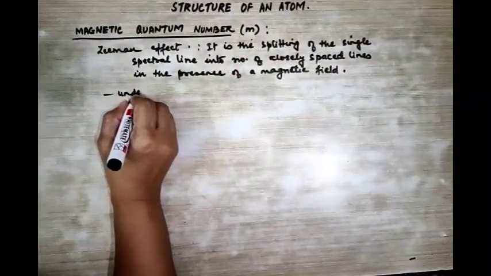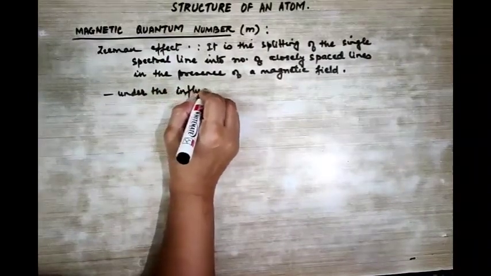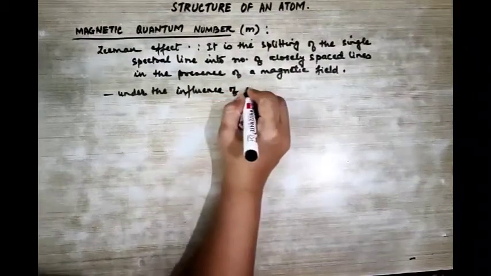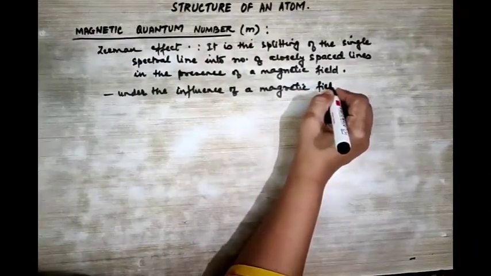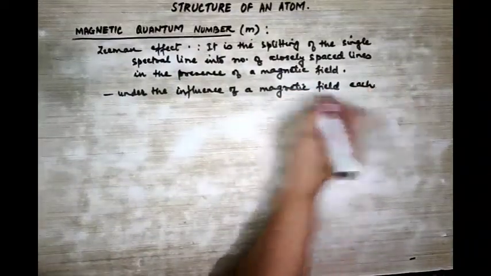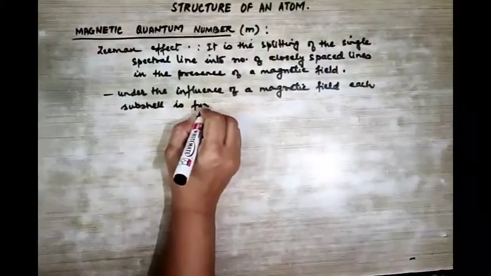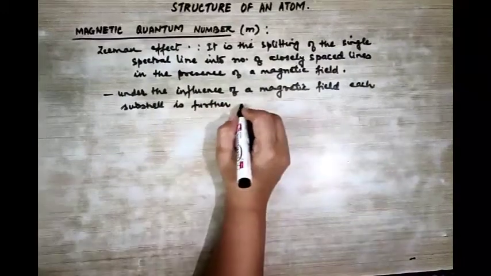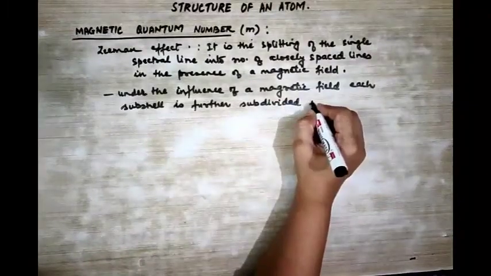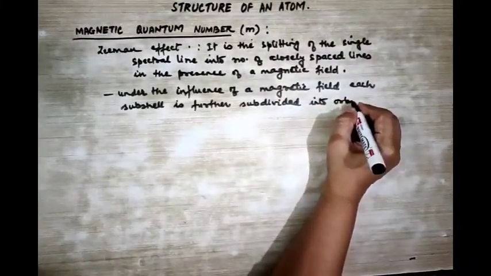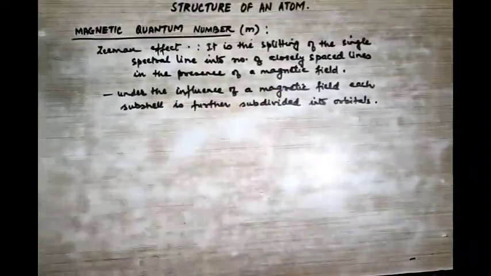So under the influence of a magnetic field, each subshell is further subdivided into orbitals. Clear? So the magnetic quantum number, what does it describe?